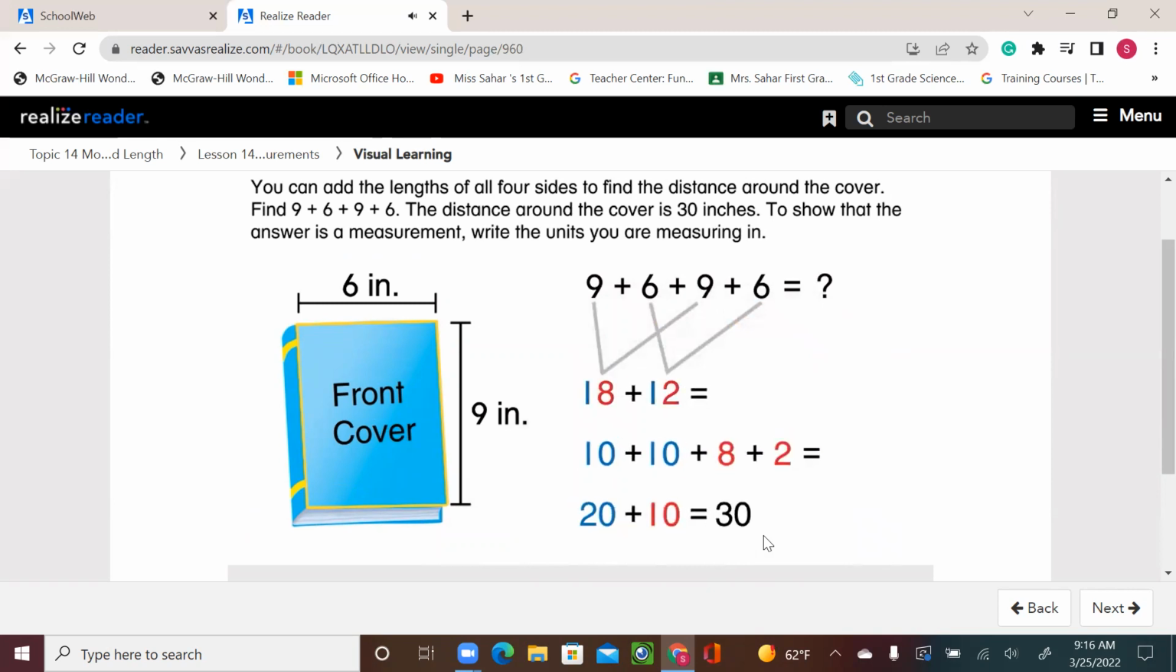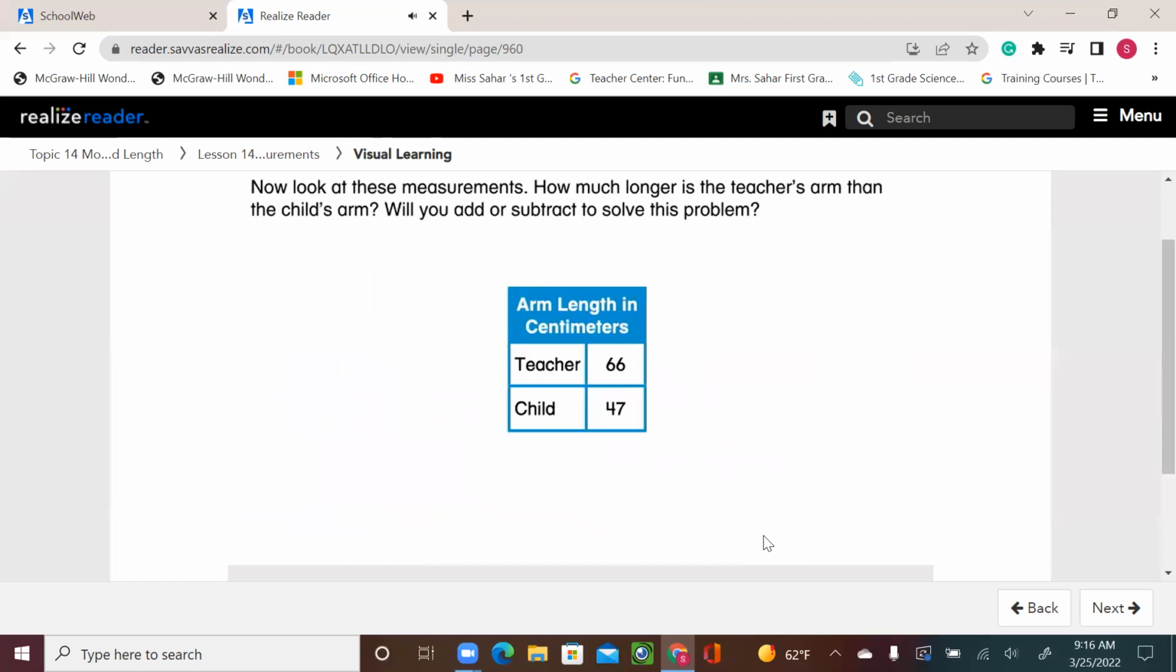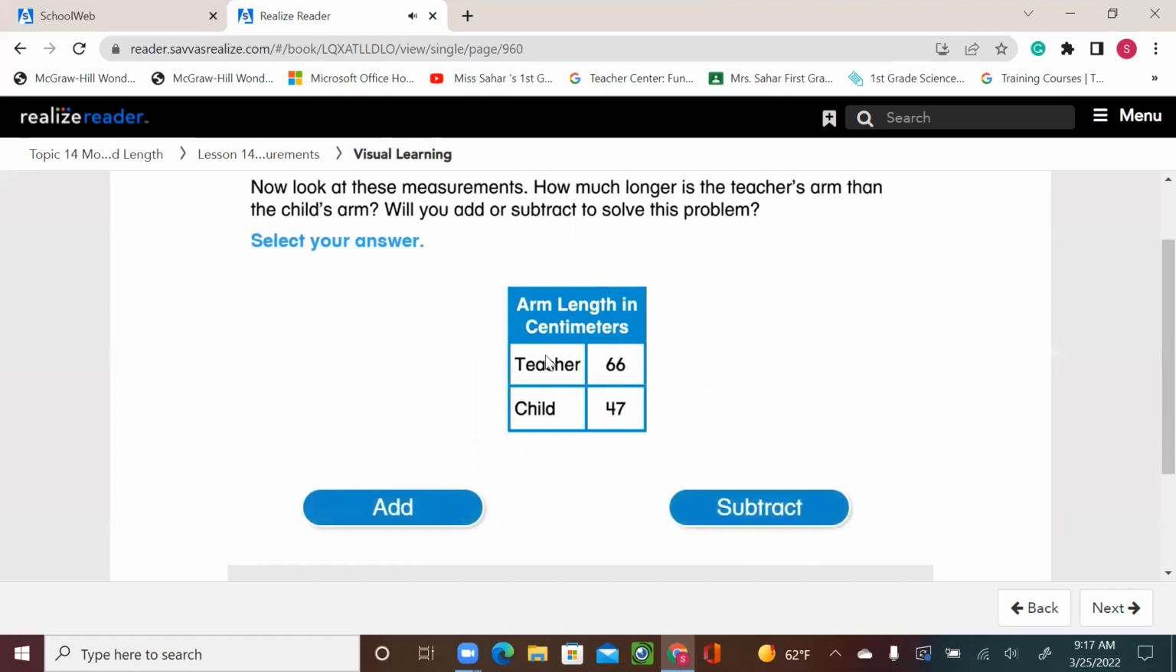The distance around the cover is 30 inches. To show that the answer is a measurement, write the units you are measuring in. Now look at these measurements. How much longer is the teacher's arm than the child's arm? Will you add or subtract to solve this problem? Select your answer. So now I have 2 measurements. I need to compare, seeing which one is more or less than. In this equation, we will subtract.